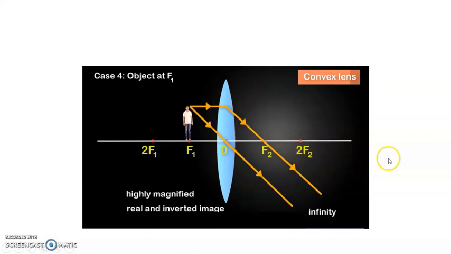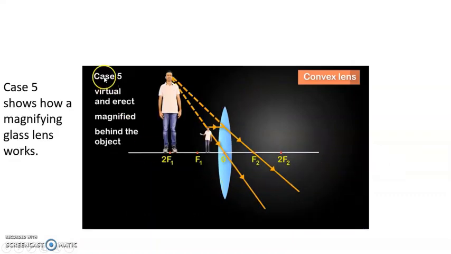Right. Now we want to look at case number 5. Now case number 5 is very important. Case number 5 shows how a magnifying glass works or operates. Okay, so in case number 5, this one here is our image, and then this is our object. Point of correction, this is our object and this is our image.